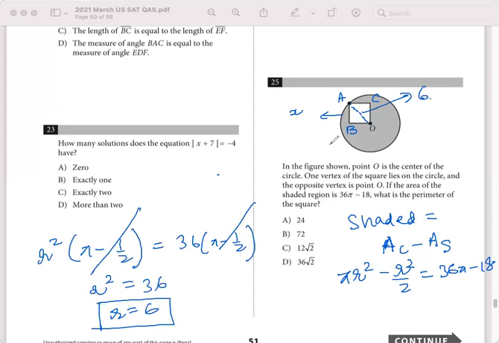Now they're asking the perimeter of the square, for which I need the side of the square, x. So x will be 6 by root 2, right? Because it's r by root 2, which is 3 root 2, right? So the perimeter of the square will be 4x, which is 12 root 2. Option C.